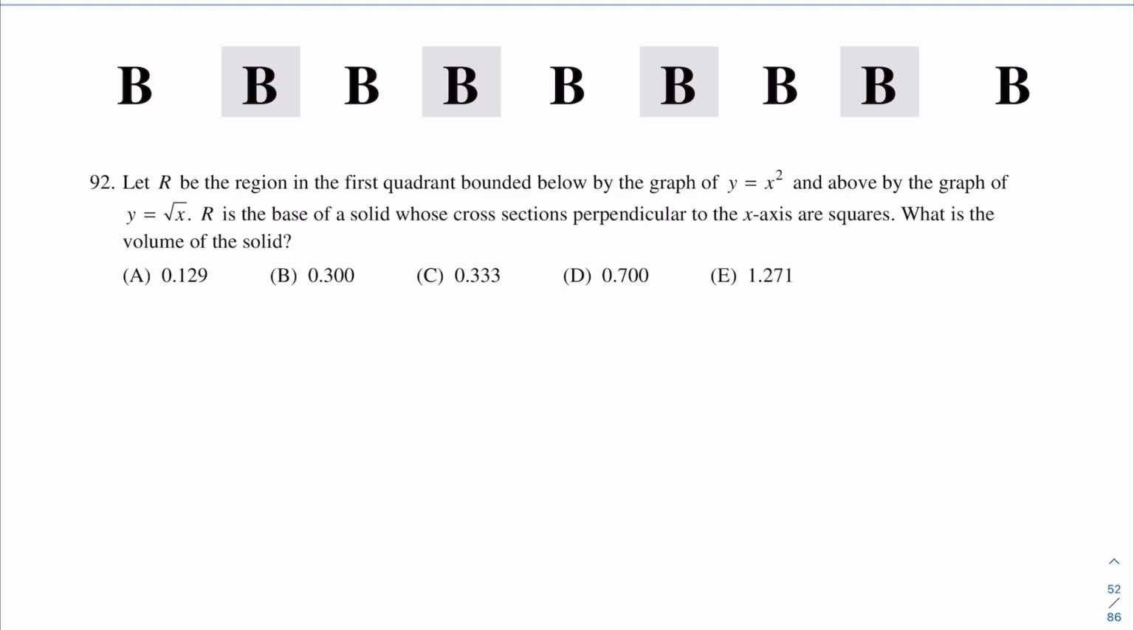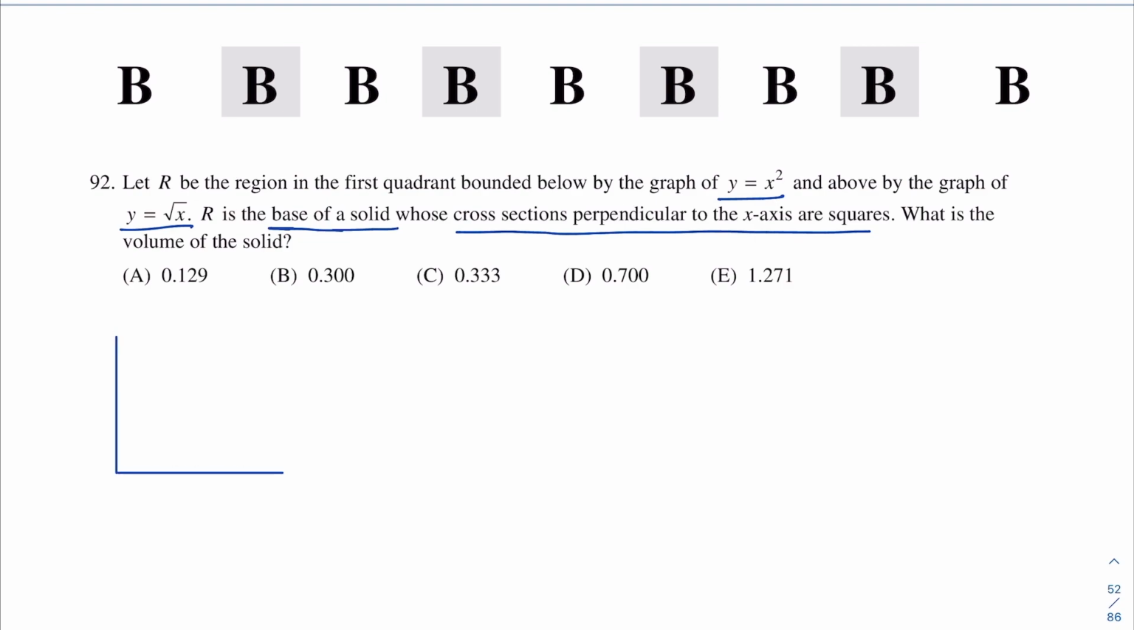Okay, so this one's kind of wordy. We're given two equations, and we're told that there's a region R which is the base of the solid, whose cross sections are perpendicular to the x-axis. So a lot of stuff, but let's just draw it out and then take it step by step.